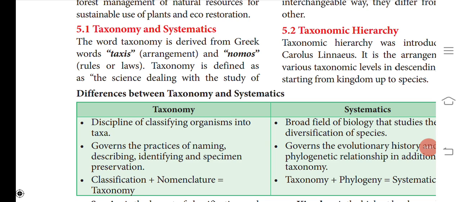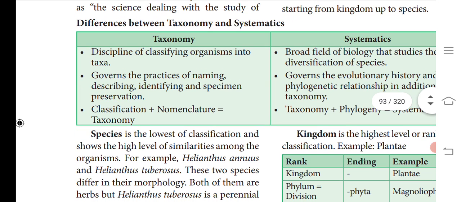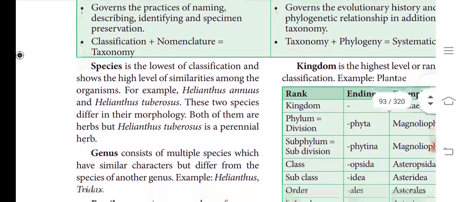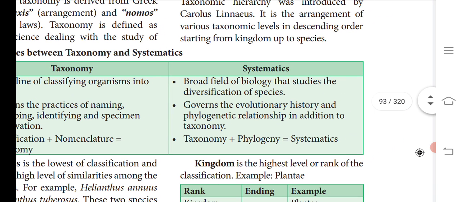Then we have the difference between taxonomy and systematics. Here taxonomy is the science dealing with the study of naming of organisms. Here, classifying the organism into taxa. Taxa is a unit. Then it governs the practice of naming and describing. How do you describe whether the plant is a herb or a shrub, or annual or biennial? Yes, so that is describing the plant with technical terms, identifying the specimen, and preservation. Classification plus nomenclature gives taxonomy.